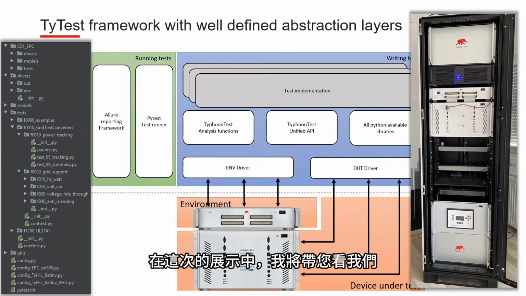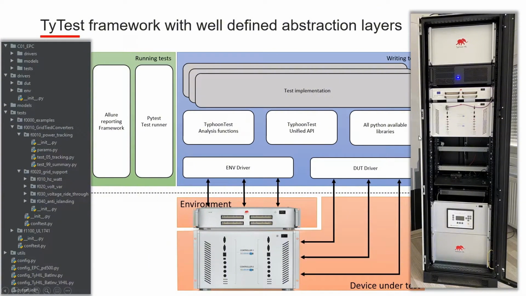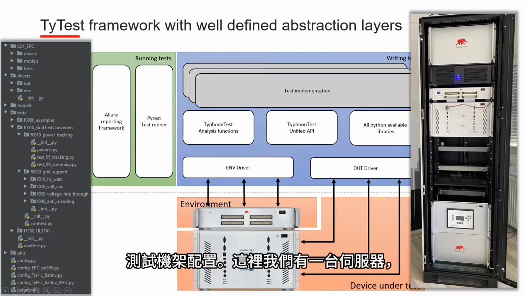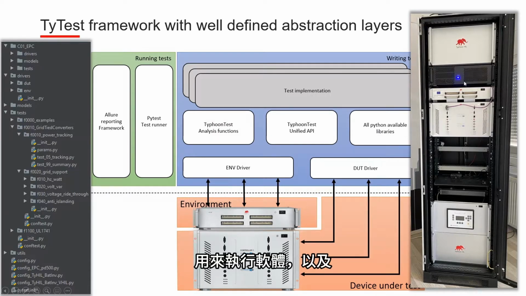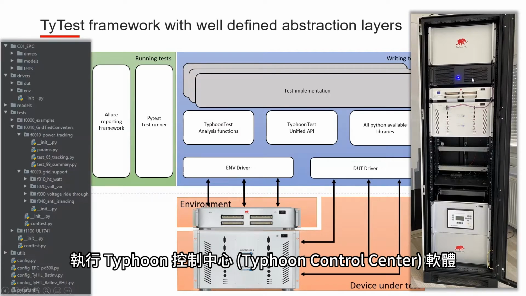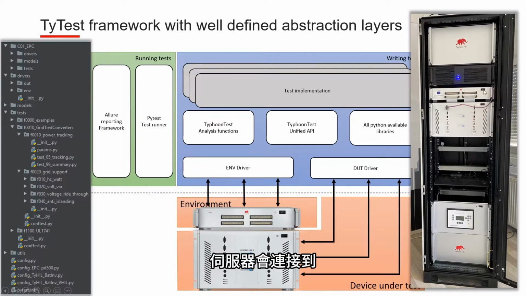In this demo, I'll be showing you results that we collected from this test rack. Here we have the server where the Typhoon Control Center software will be running, and it is connected to this HIL box and also to the device under test. In this case, you can see we are only using one of the control boards here, and this one is directly connected to the PC, where we can read some information directly from this device.